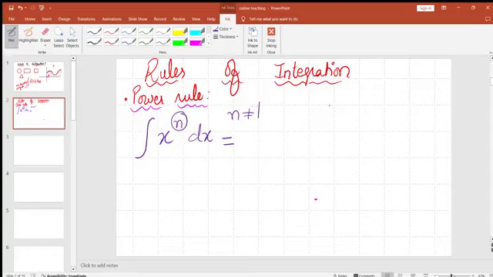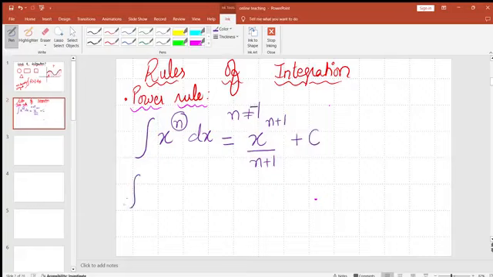According to the power rule of antiderivatives or integration, you add +1 to the power, n plus 1, right? And you copy the same power at the bottom like this. This is the antiderivative of this function with some power n. And since we are discussing indefinite integrals where the limits are not given, we add plus c with it. Okay.